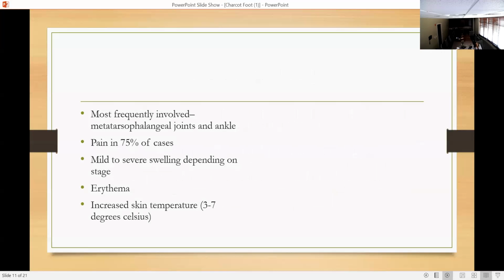So most frequently, as I stated before, metatarsophalangeal joints and the ankle. 75% of the patients have pain. They have mild to severe swelling depending on the stage that they're in. They also can have the erythema as discussed. And sometimes even the temperature of their skin can be elevated.